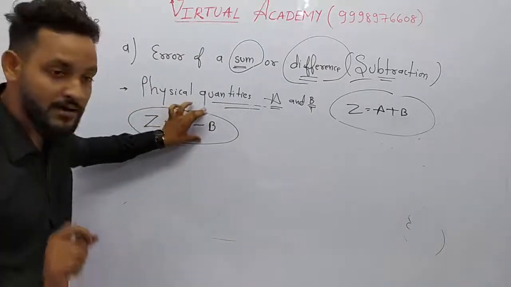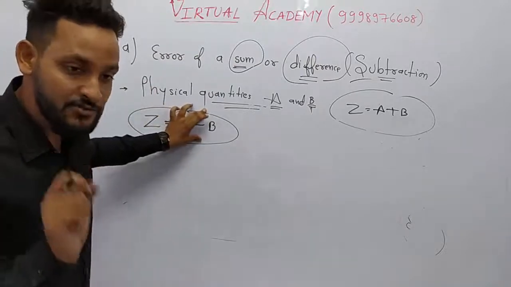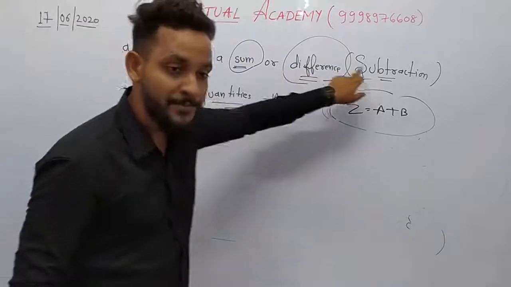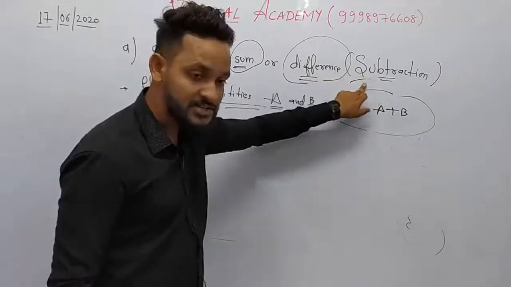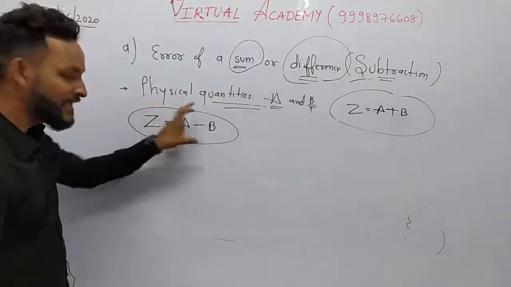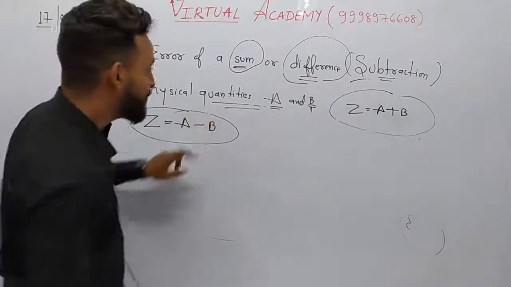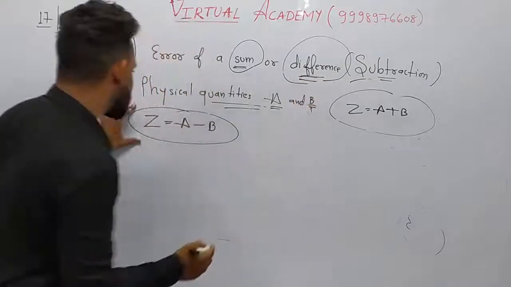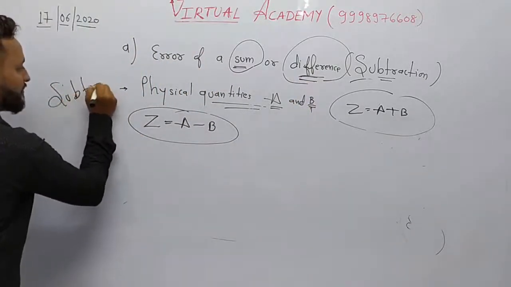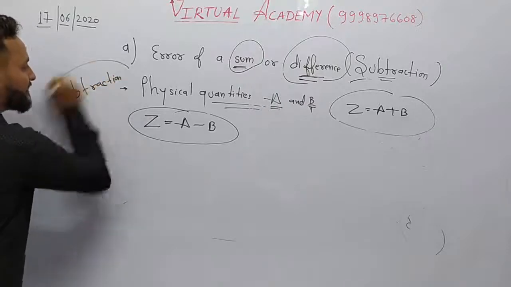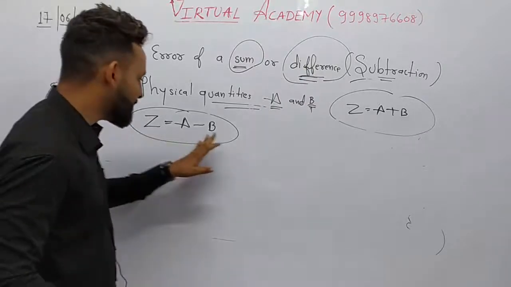A and B are just physical quantities measurement. Because there is no error. Now we are dealing with difference or subtraction. We have completed the term of addition. Now after that we have to go for subtraction. So basically Z equal to A minus B, because there is a subtraction. Clear? We are dealing with subtraction currently right here. Z equal to A minus B.